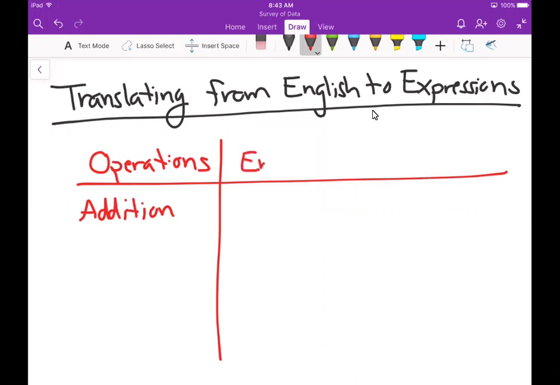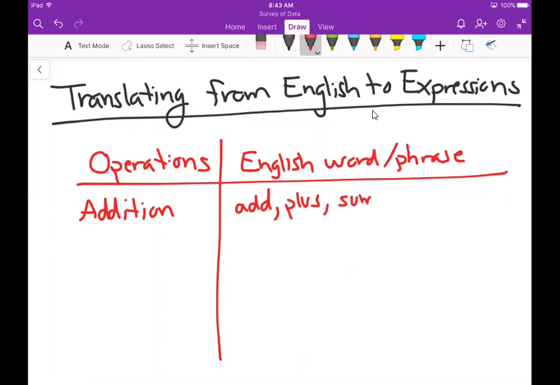Okay, so what's an English word or possibly even a phrase that we use when we're adding two things together? So your most common one, your most obvious one at least, is add, right? If I say to add two things together, I know my operation is addition. Sometimes I'll say plus for addition. Sometimes I'll say sum. The sum of two things means I'm adding them. If I say 3 more than something, then I need to add 3 to it. So more than can mean addition.